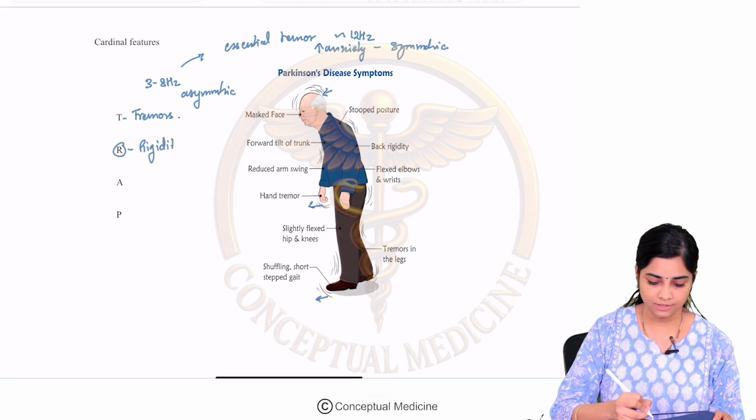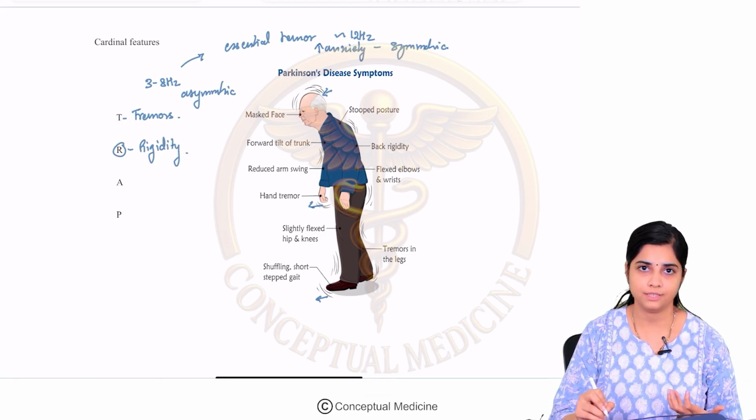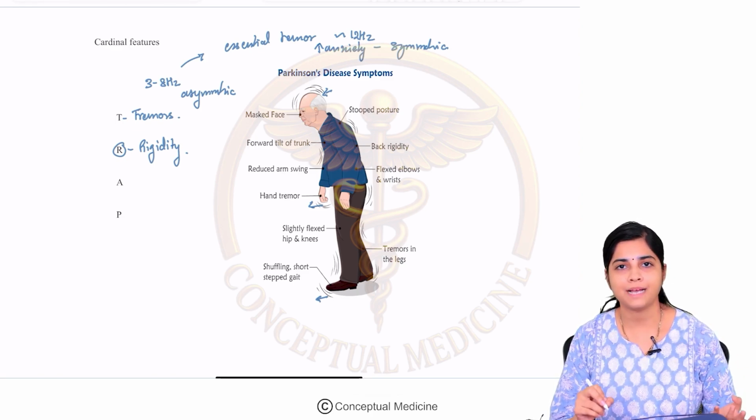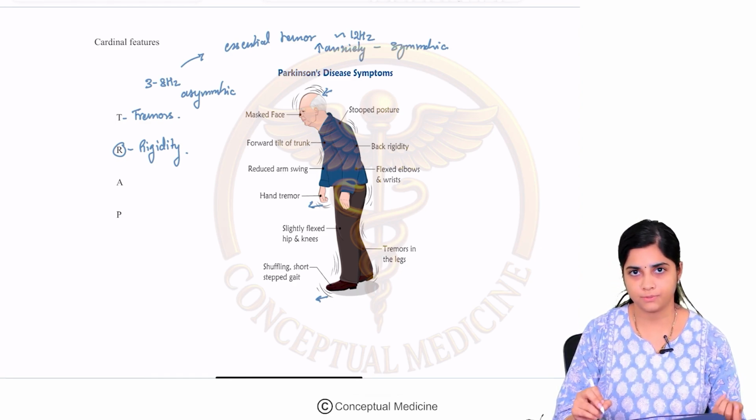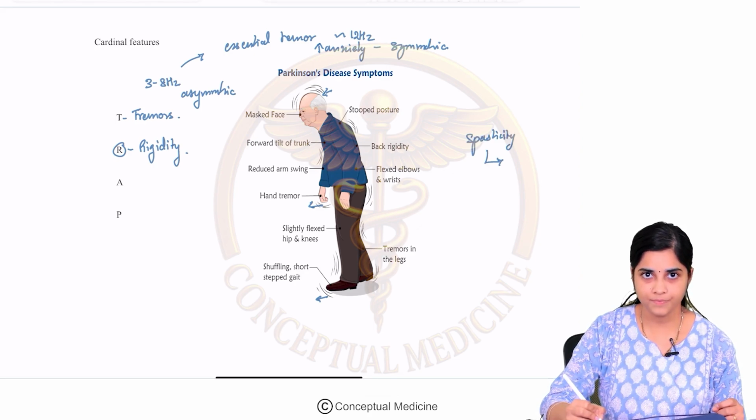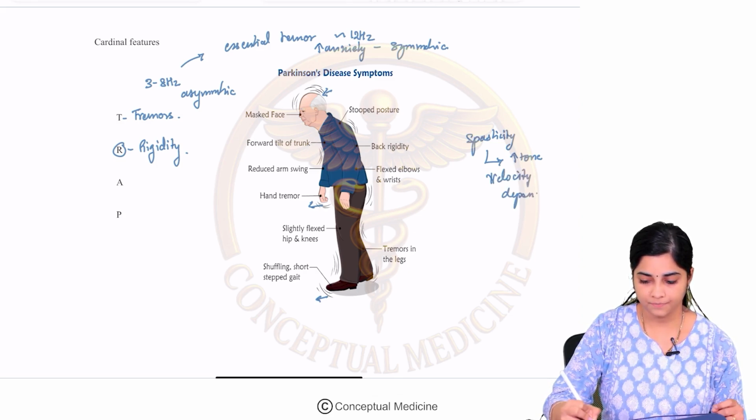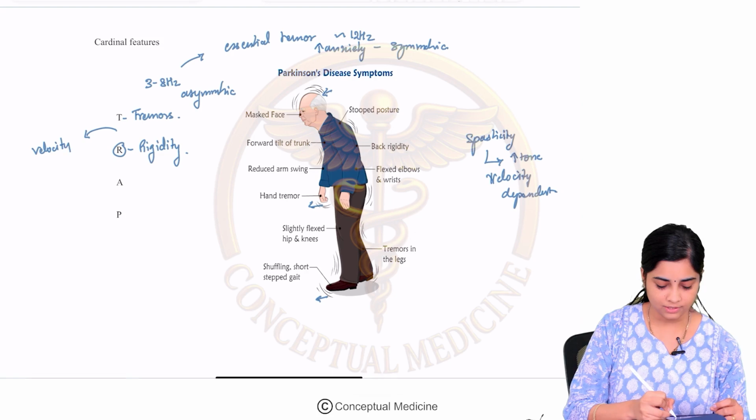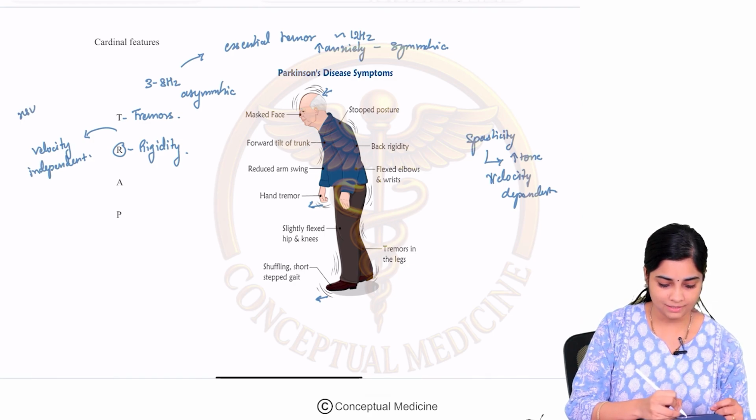The second cardinal feature is rigidity. So what do you mean by rigidity? Whenever we spoke about increased tone of a muscle, we spoke about spasticity in our chapter on Introduction to Stroke. Spasticity is characterized by increased tone, but it is a velocity dependent process, whereas rigidity is velocity independent.